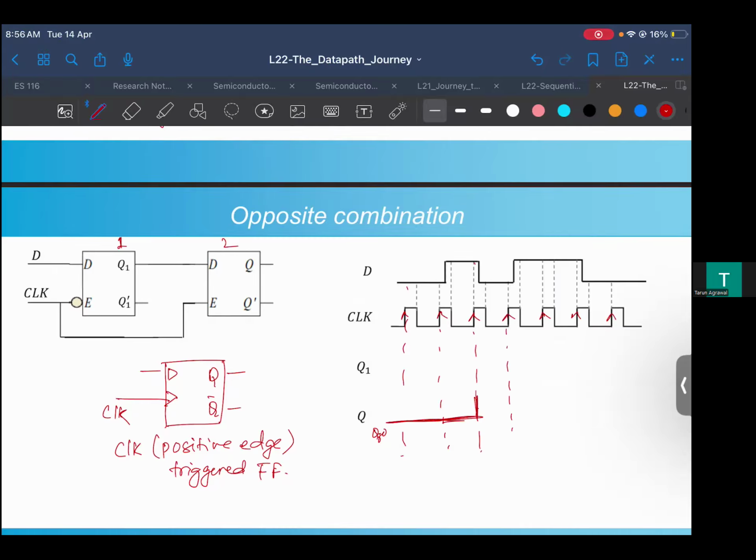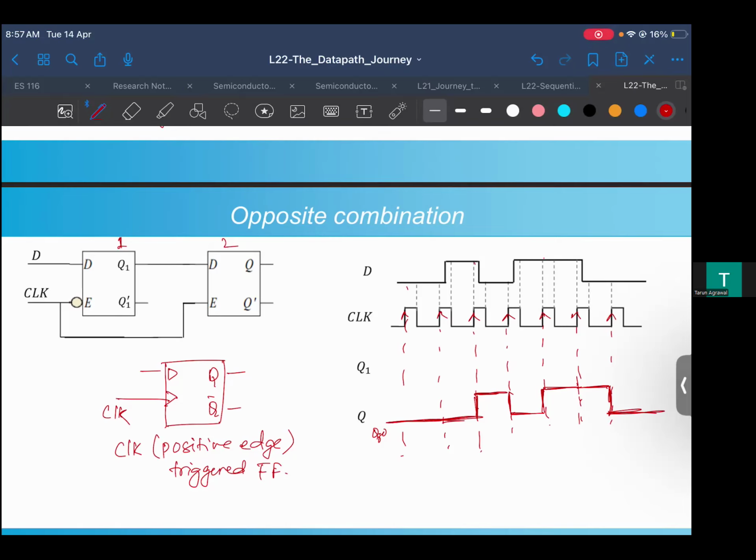Then it goes back again. Then it sees it is now 0, I have to go to 0. Then it sees I have to go to 1. Then it sees I have to stay 1 till the next edge where I have to go to 0. So that would be your Q if you were to make it using the simple positive edge trigger.